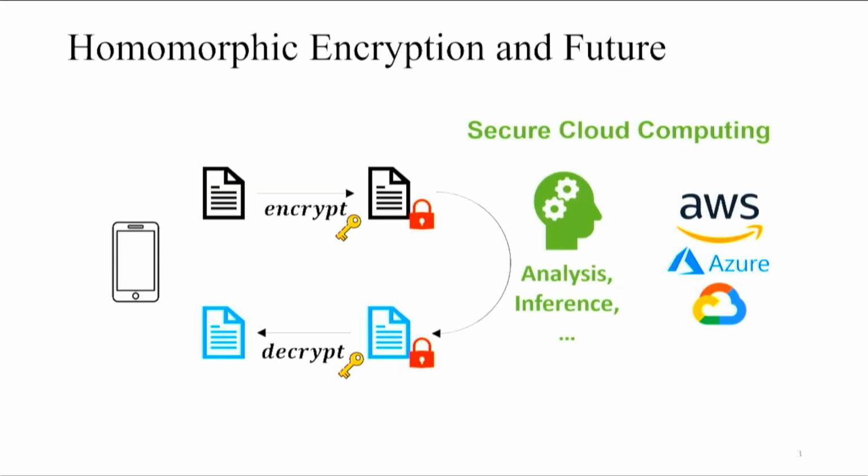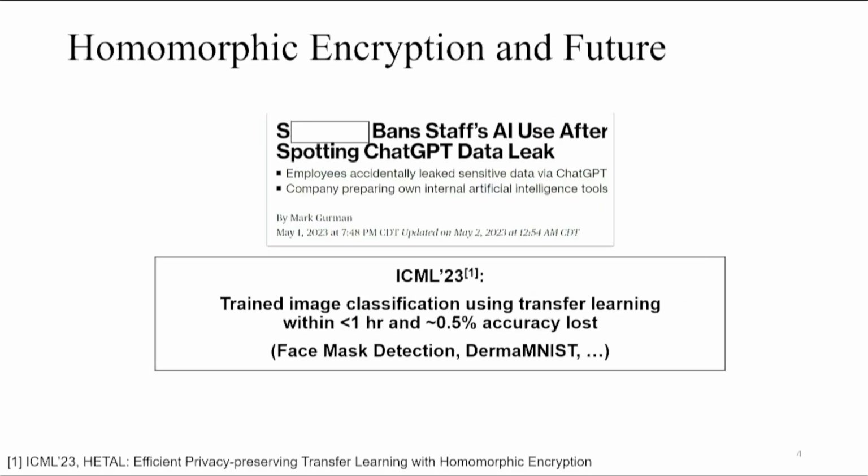Then when is it useful? It is useful when our device has limited computational power and limited storage, and we want to somehow leverage the power of large clouds such as AWS and others. We call this secure cloud computing. Then, ideally, we will be able to avoid the privacy issues in ChatGPT, allowing us to use ChatGPT in companies.